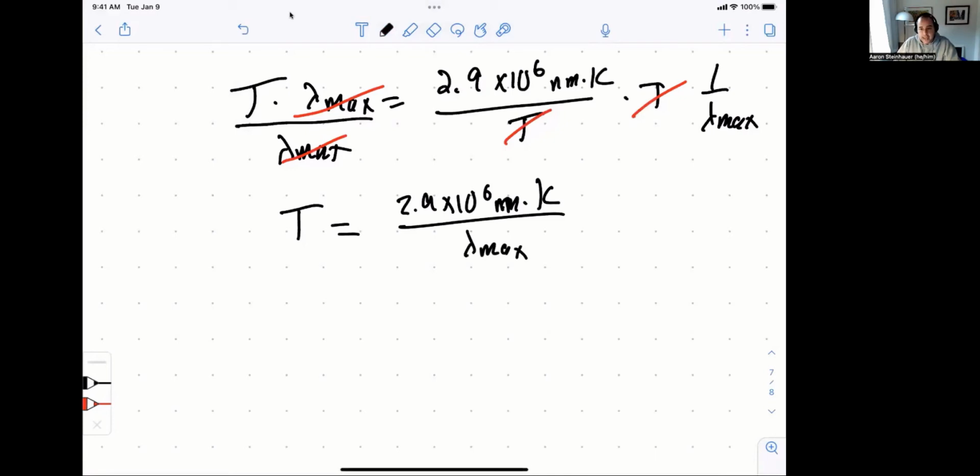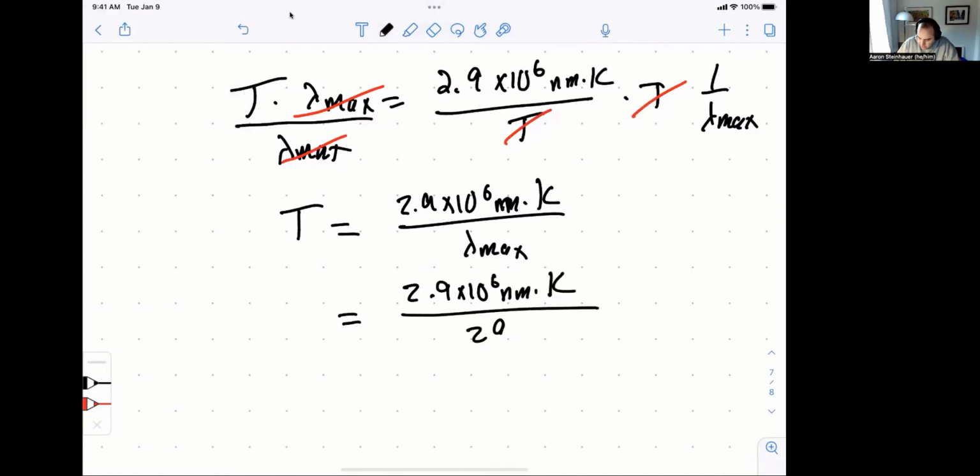Great. So we know that lambda max is 290. We can just plug that in. 2.9 times 10 to the 6 nanometer kelvins divided by 290 nanometers.